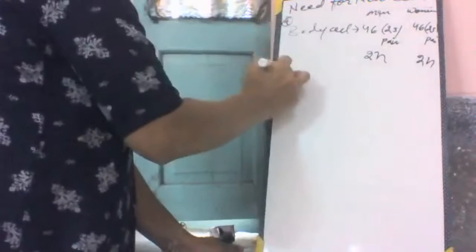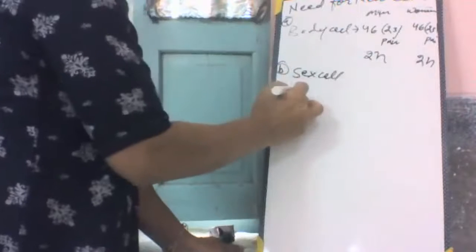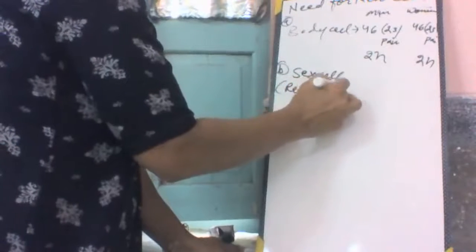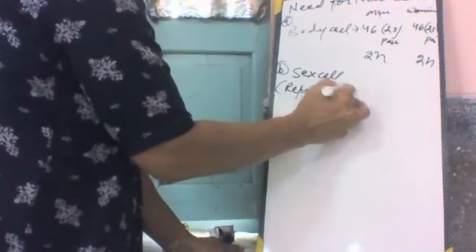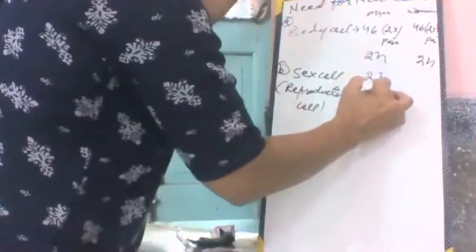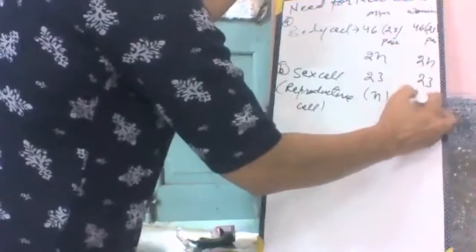But in a sex cell, in a reproductive cell, it is 23. In single, N only. Here it is also 23. In N form, they are not in pairs.